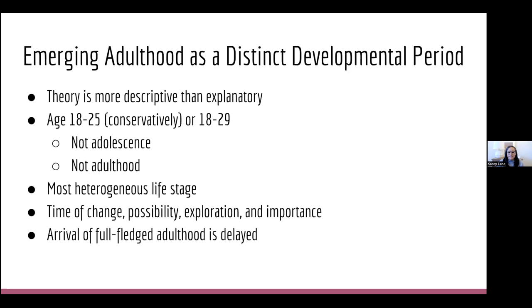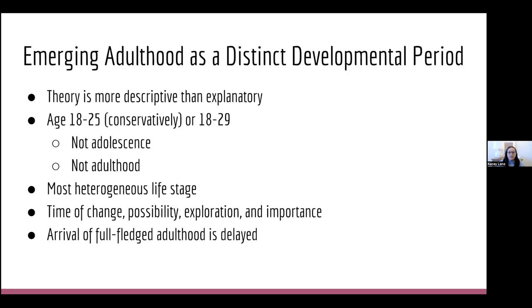Emerging adulthood is the most heterogeneous life stage. And emerging adulthood is a time of change, exploration, possibility, and importance. Arnett shares that having left the dependency of childhood and adolescence, and having not yet taken on the responsibilities that are normative in adulthood, emerging adults engage in identity exploration, a process of trying out life possibilities. And that's really at the core, and we'll talk more about this later too.